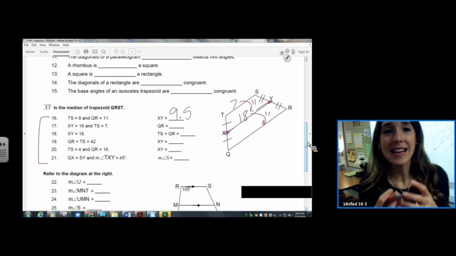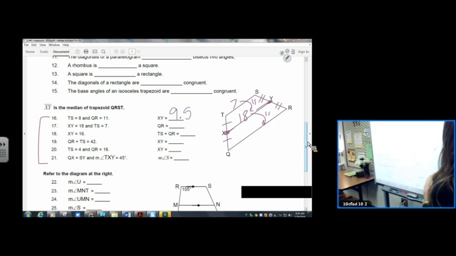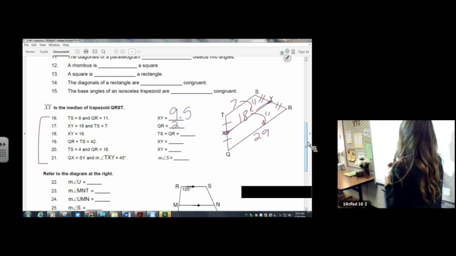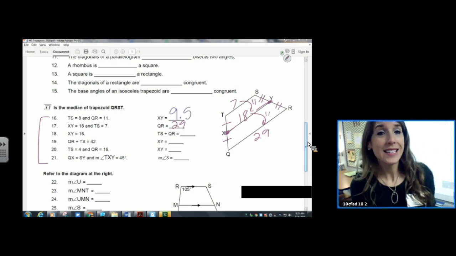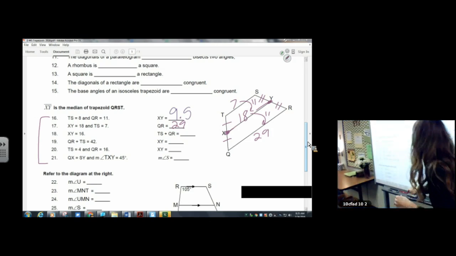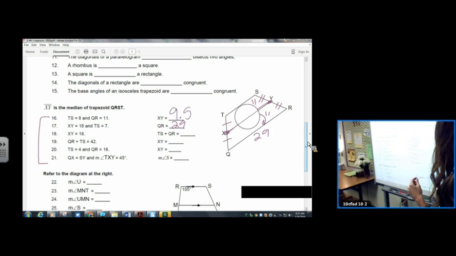You just leap 11 one more time. You want to make 18 the middle. So 18 plus 11, 29. When you're finding one of the bases, not the mid-segment, one of the bases, you're welcome to play leapfrog, as long as all of the numbers are integers.